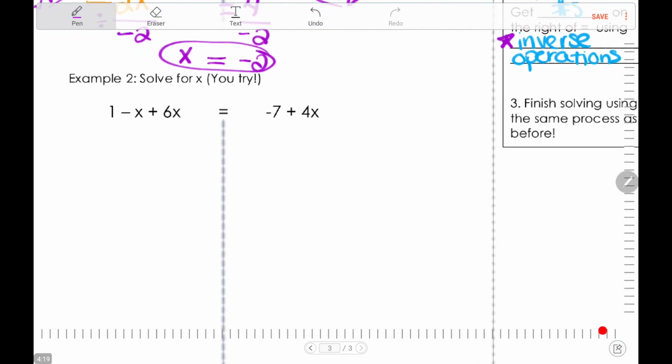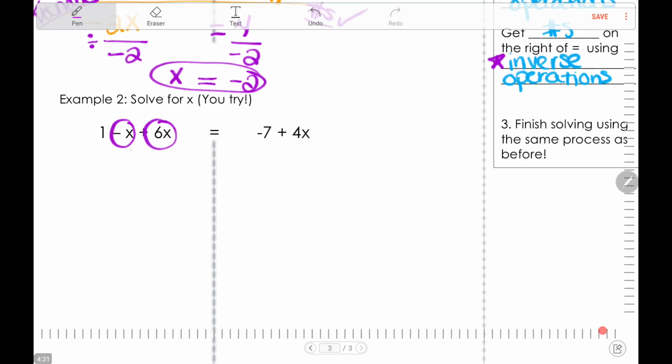Alright, so how was that? Did you get stuck? Was it okay? Let's see how it went. So, first step is to simplify. So I look at my left side, I look at side 1, and I see 2 like terms on the same side. And when we're on the same side, we are going to simplify that. So I'm going to make that 5x. I look over here, I don't see anything that has to get simplified, so I bring it down.